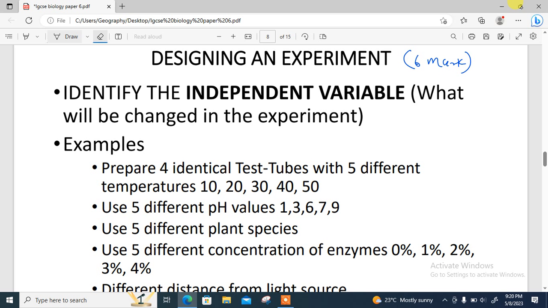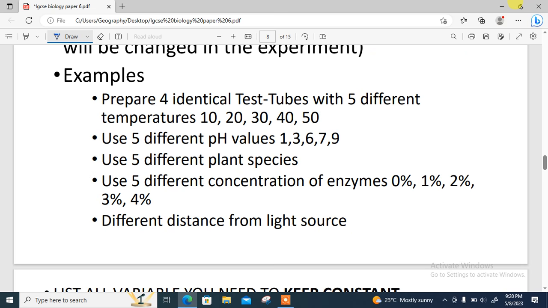Now, what is the independent variable? The independent variable is the variable that is changed in the experiment. So it is what is changed in the experiment, what you change. Now, these are examples of how you change your independent variables. Like you prepare 4 identical test tubes with 5 different temperatures. In this case, temperature is the independent variable. That is what you want to change.